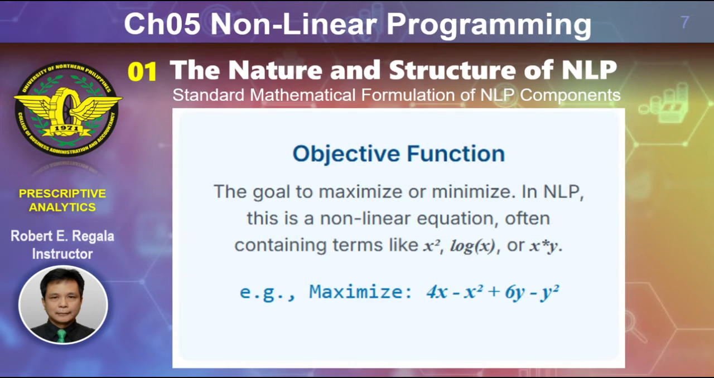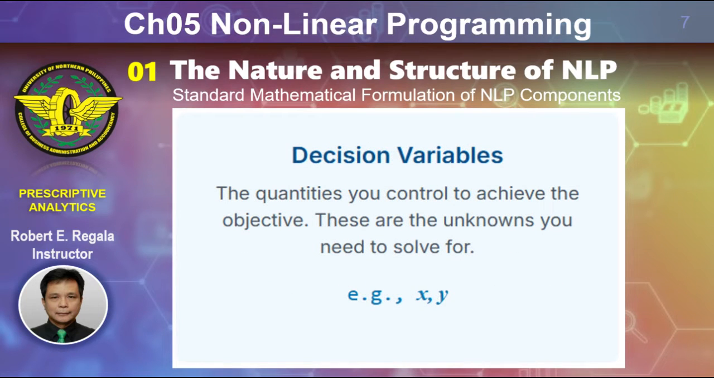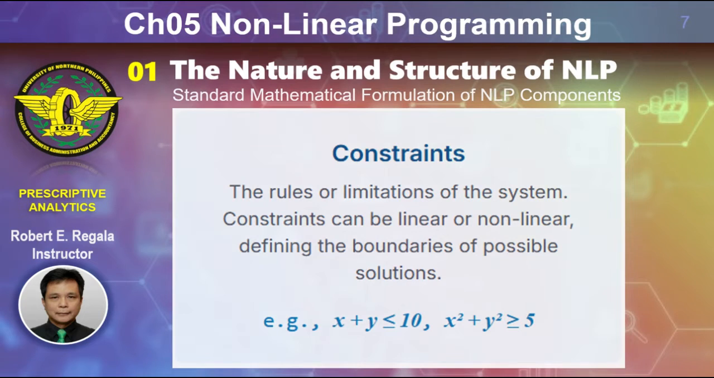The objective function is the formula being maximized or minimized. The moment it contains nonlinear terms, the problem is classified as NLP. Decision variables are the quantities you control to achieve the objective. These are the unknowns you need to solve for. Similarly, the constraints define the limits of the feasible region. If any constraint function is nonlinear, the problem is also classified as NLP, regardless of the linearity of the objective function. The constraint system can include inequalities and equalities.